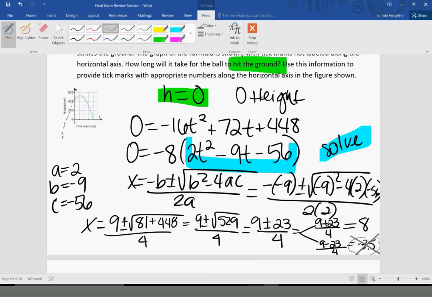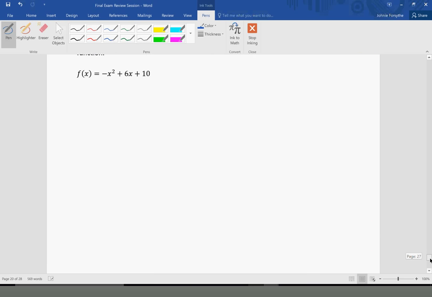We only care about this answer because this relates to this value here. Okay? So if this is 8, the tick marks have to be by 2s, right? That would have to be, this is 2, 4, 6, 8. So how long will it take for the ball to hit the ground? 8 seconds. Okay?